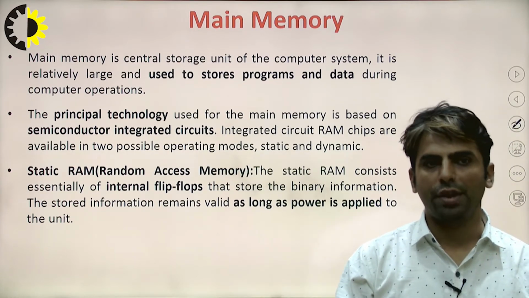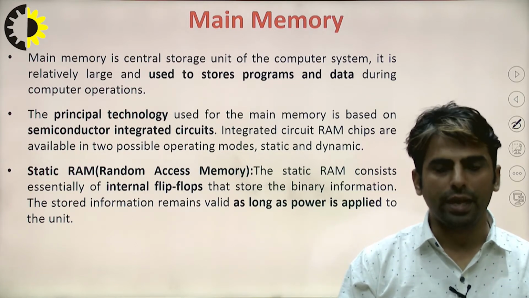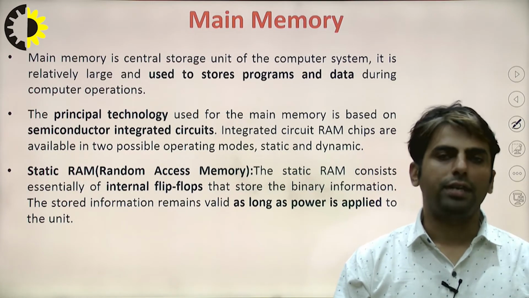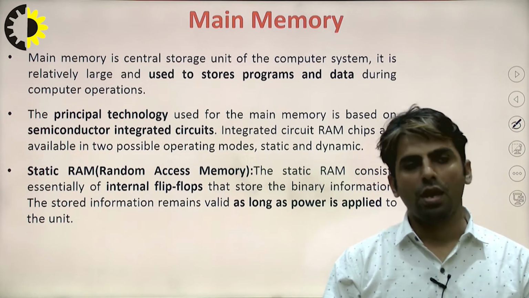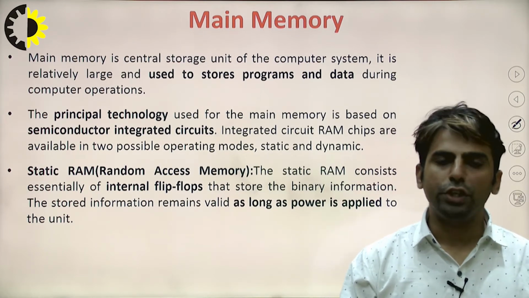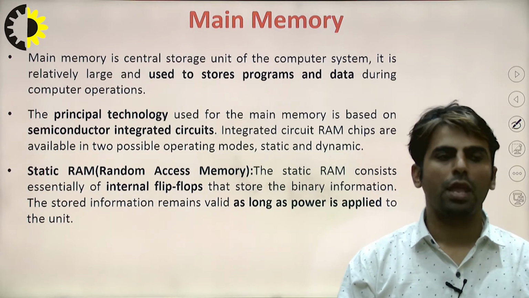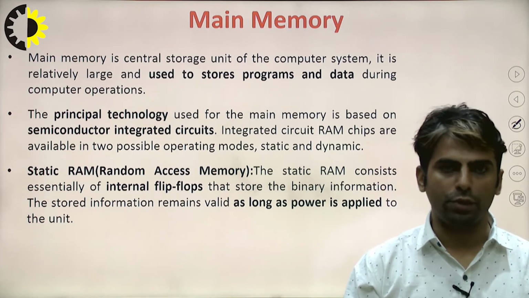Integrated circuit RAM chips are available in two modes. The first is static and the other one is dynamic: static RAM and dynamic RAM. Now we understand what is static RAM. Static RAM consists essentially of internal flip-flops that store the binary information. The stored information remains valid as long as power is applied to the unit.